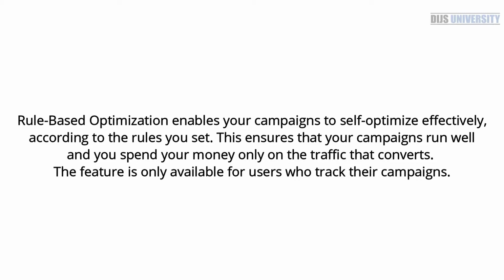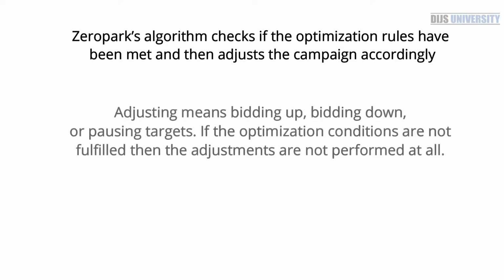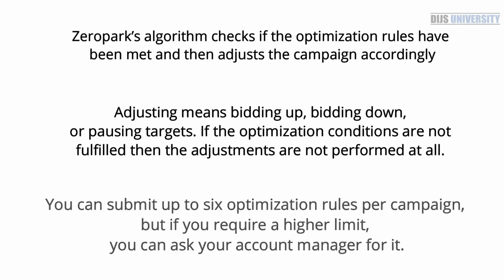So, Zeropark's algorithm checks if the optimization rules have been met and then adjusts the campaigns accordingly. So, adjusting means spinning up, spinning down, or pausing targets. And if the optimization conditions are not fulfilled, then the adjustments are not performed at all. You can submit up to 6 optimization rules per campaign, but if you require a higher limit, you can ask your account manager for it.